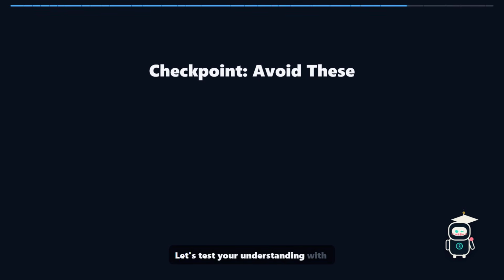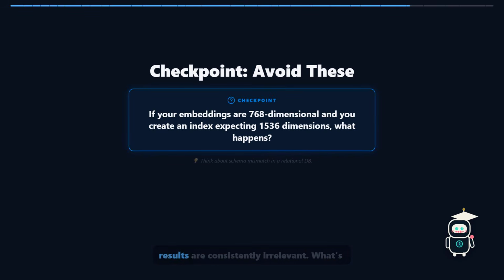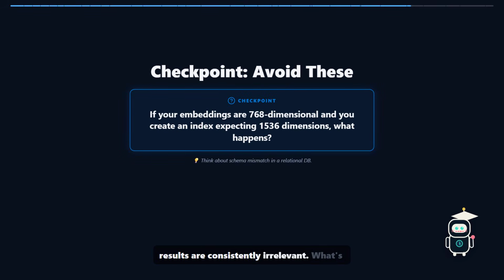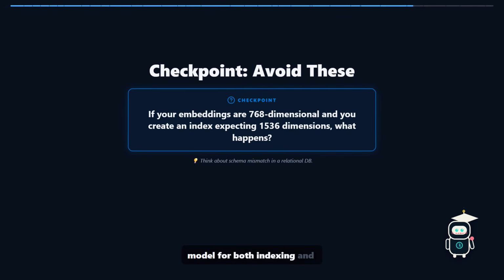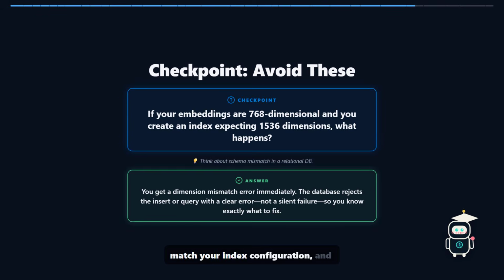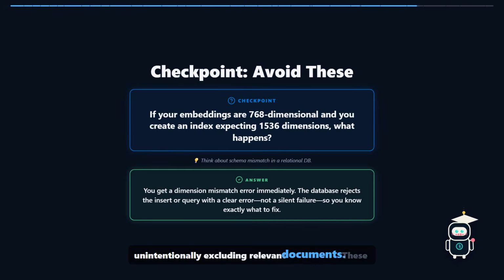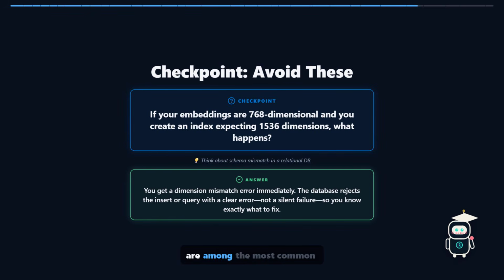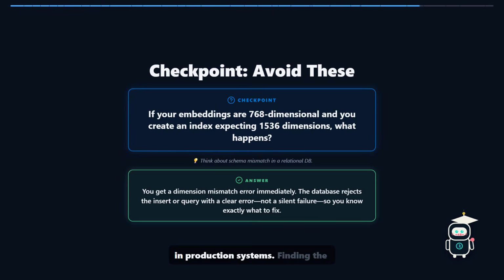Let's test your understanding with a real production scenario. Your vector database is running successfully, but users complain that search results are consistently irrelevant. What's one of the first things you should investigate? Verify that you're using the same embedding model for both indexing and querying. Confirm the vector dimensions match your index configuration, and check whether metadata filters are unintentionally excluding relevant documents. These are among the most common causes of poor retrieval quality in production systems.